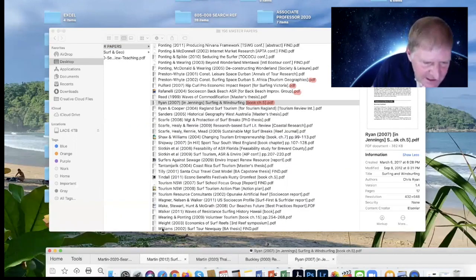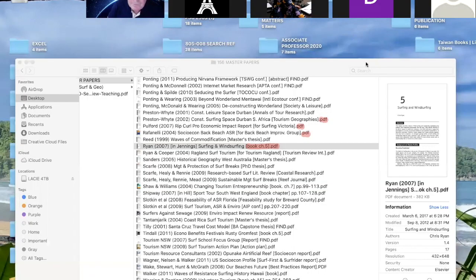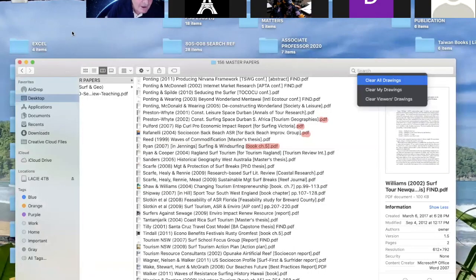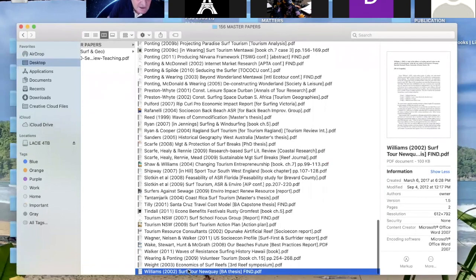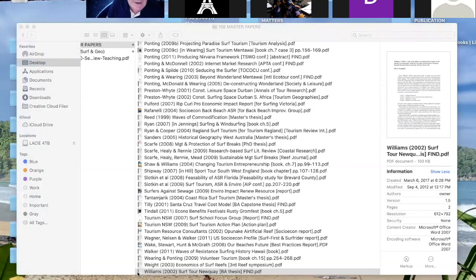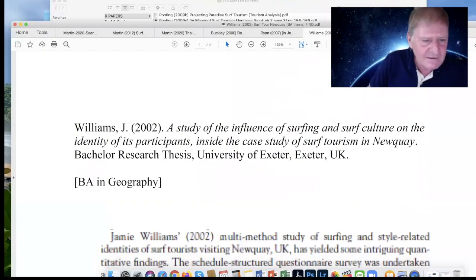Maybe the last point to make on this file organization is, did you see this one down here at the bottom? It says Williams. It's a bachelor thesis, and I have the word "find." Sometimes you can't get your hands on every single thing, but you know it exists. So "find" means find it, you know? And what have I made with that? All I've been able to do was make the reference.